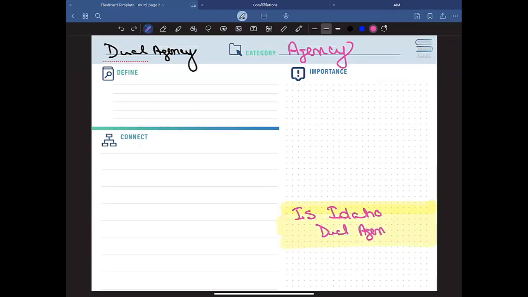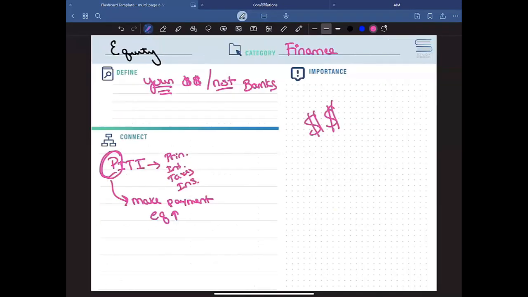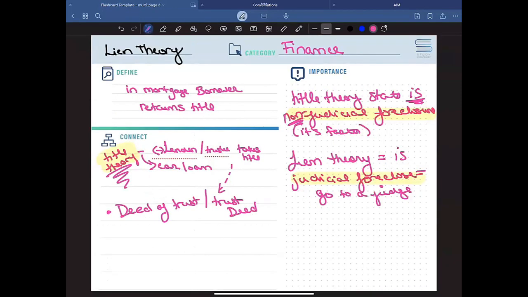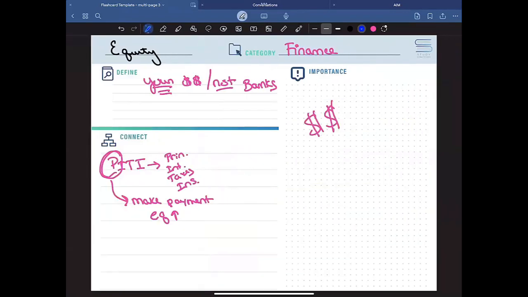I love this program, but it is so sensitive. Okay. I Googled it and Idaho is a title theory state. Oh, let's put that in our slides. We'll put that in a different color. Idaho is title theory. There we go.